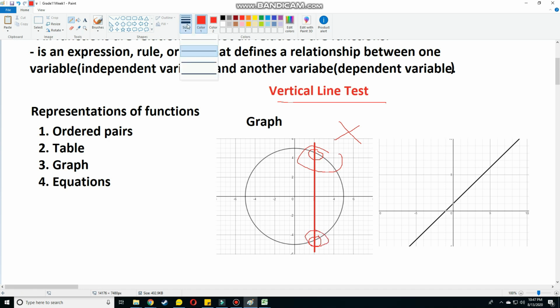Now, let's have the other example. Let's do a vertical line test here. And okay, as you can see, the vertical line hits our graph only once. And then therefore, since it hits the graph only once, then it is a function. As easy as that. If our vertical line hits our graph more than once, then it is not a function. But if it hits our graph only once, then it is a function.